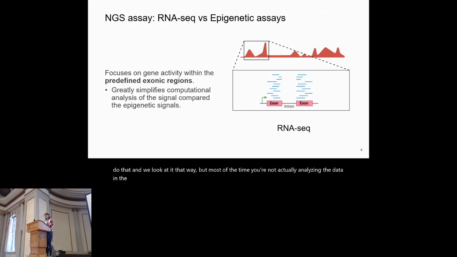Most of the time when you're working with RNA-seq data, you're actually looking at counts that have been aggregated over exons, isoforms, or genes. And this is hugely facilitated by the fact that we all basically agree where the exons and the genes are in the genome.